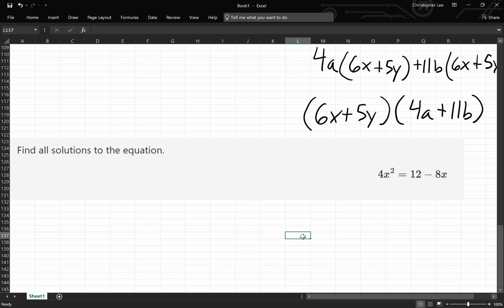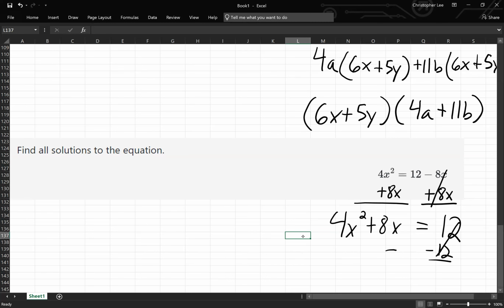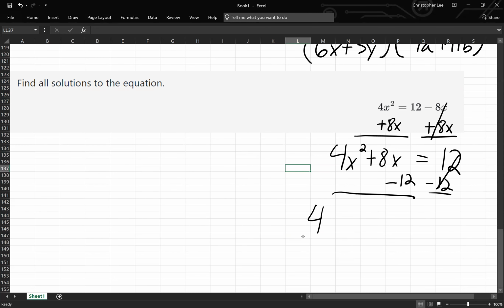Well, the 8x is on the other side, right? Okay, so I'm going to add 8x over here. And what I do to one side, I do to the other, right? So now I have 4x squared plus 8x is equal to 12, right? And what do I do after that? All right, so I'm going to subtract 12 from over here. What I do to one side, I do to the other. All right, so now I have 4x squared plus 8x minus 12 is equal to 0.